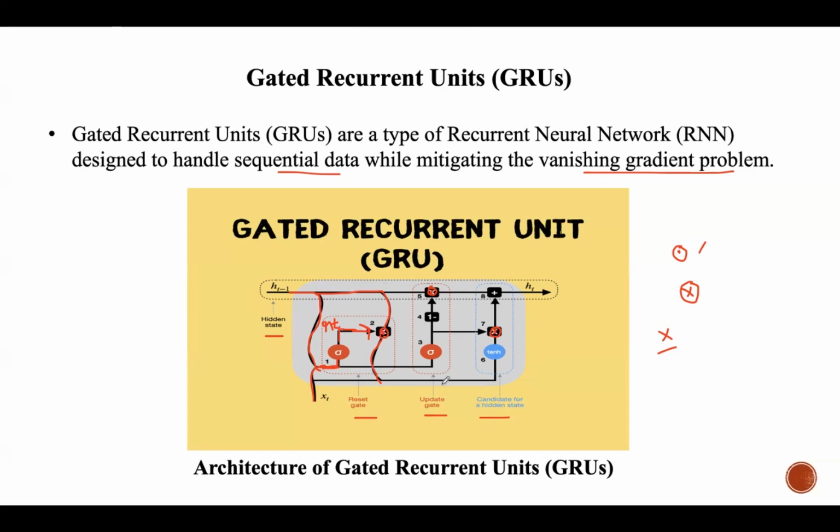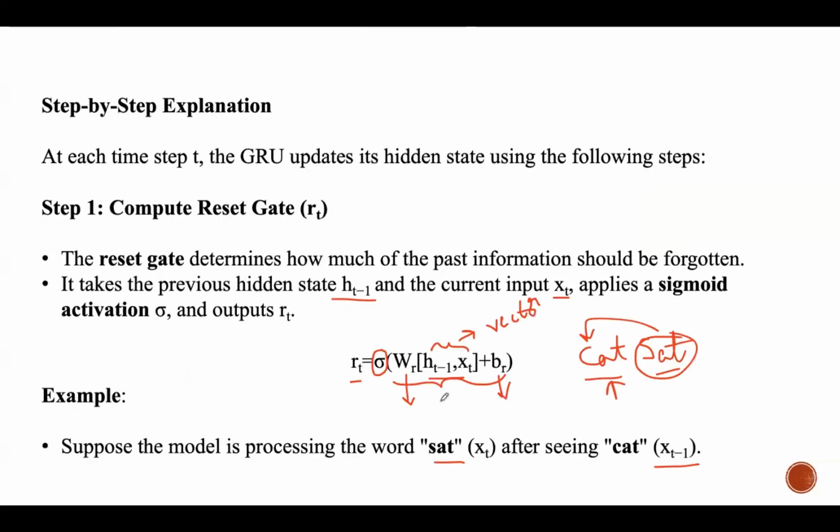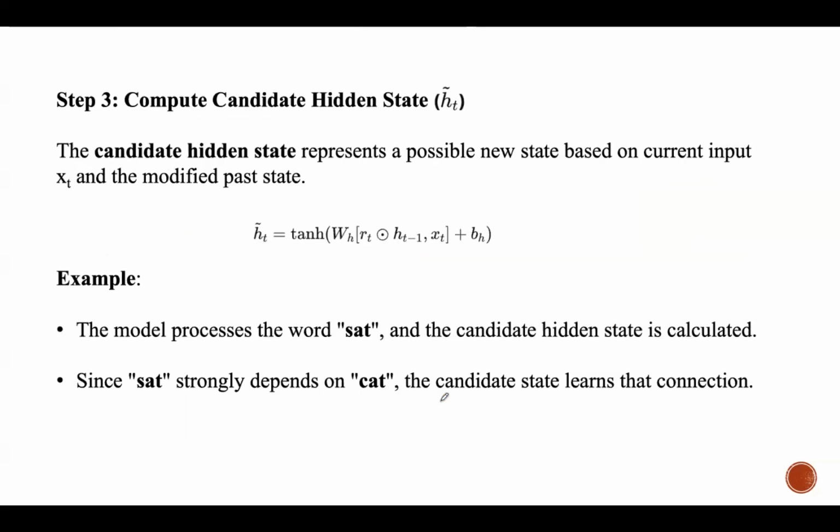Then coming to the update gate. Let us see the explanation first, then we'll go to the diagram part. Coming to step 3, compute candidate hidden state. So here we are using this notation. First, ht minus 1, we know that it is the previous hidden state and we already computed this value before. So we are using that with element wise multiplication with the reset gate.